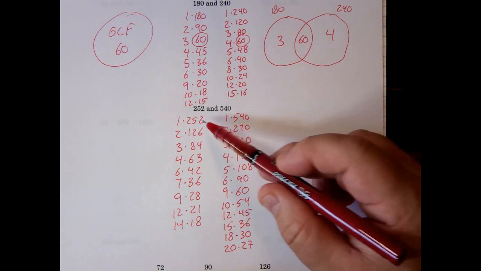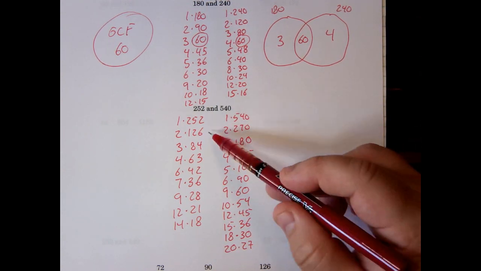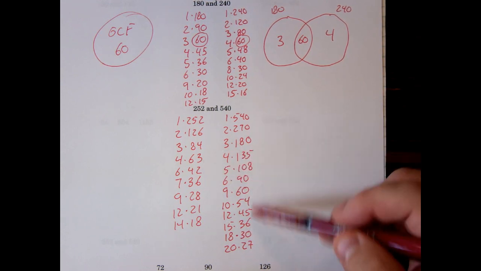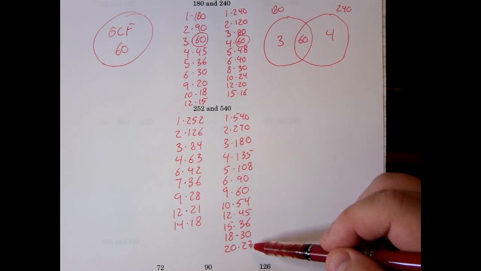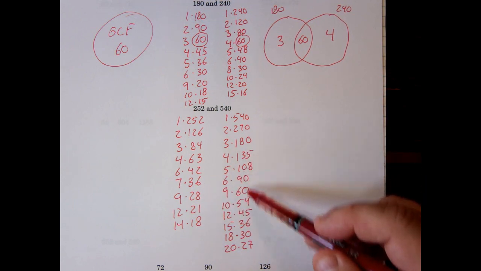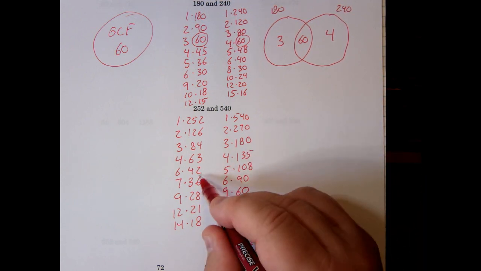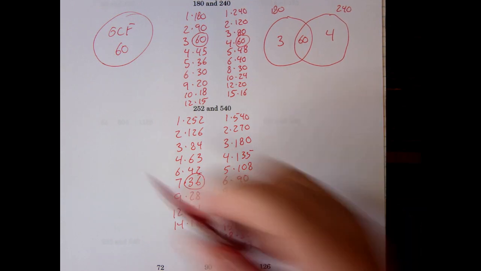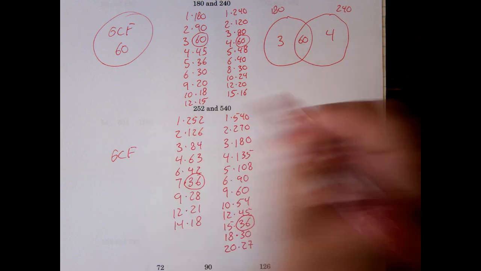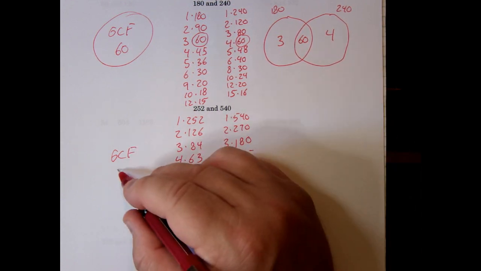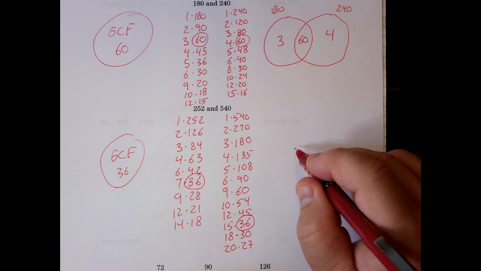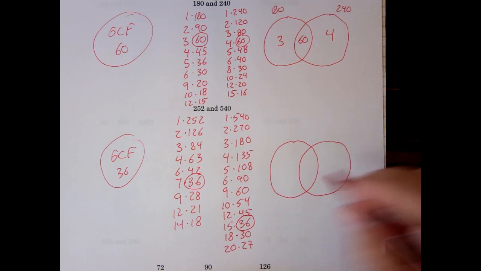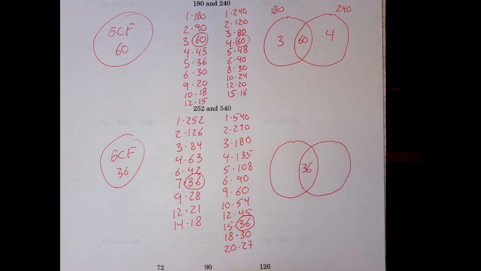Again, can't be bigger than 252, and that's not on this. 126, nope. 84, no. 63, no. 42, no. 36, yes. So 36 are on both lists. So the greatest common factor of those two numbers is 36. And again, if you looked at the Venn diagrams, 36 is shared by both of them.